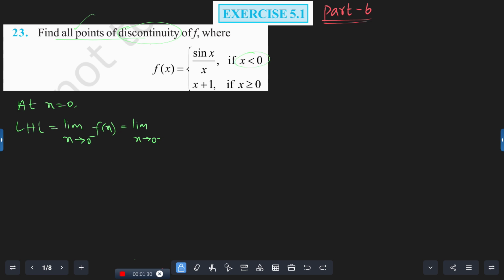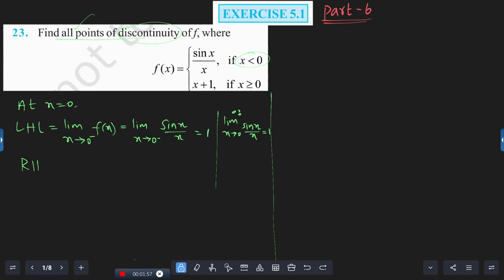0 and below means here we have the first one, that is sin x divided by x. Do you remember in 11th standard we studied the formula limit x tends to 0, sin x divided by x, which is equal to 1? Okay, this is the formula I'm going to use here. Same thing we have. So sin x by x will be 1. That's it. Answer is 1.